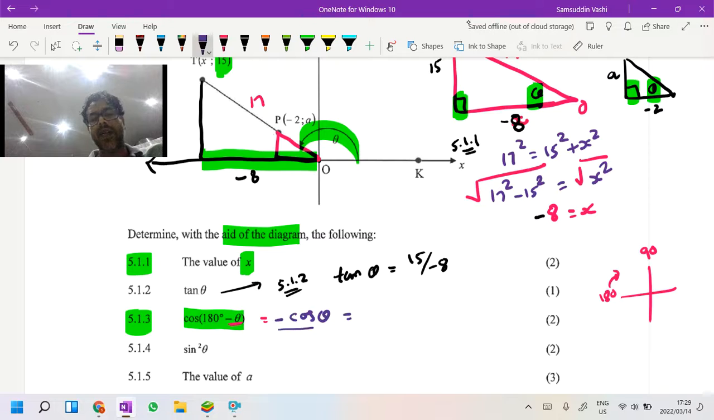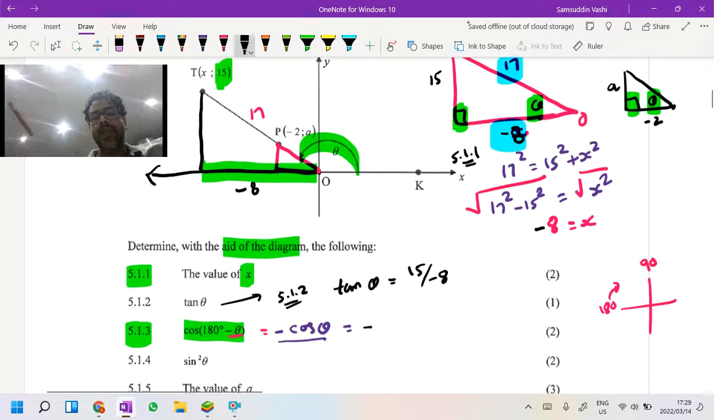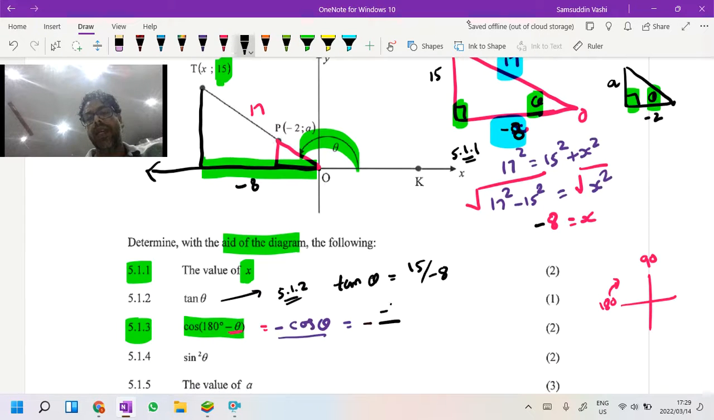So that's the first mark for doing a reduction formula. And then I will keep the negative sign as it is. Cosine theta, once again I will use the diagram. It says it's adjacent, which is negative 8, over hypotenuse, which is 17. So it's negative 8 over 17. And now if we simplify, that negative times negative will become positive 8 over 17.